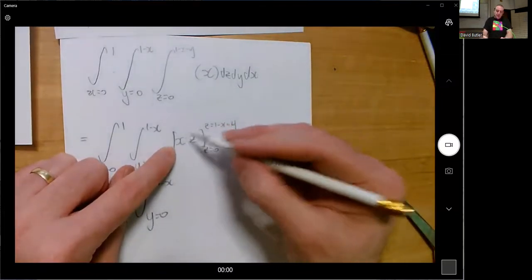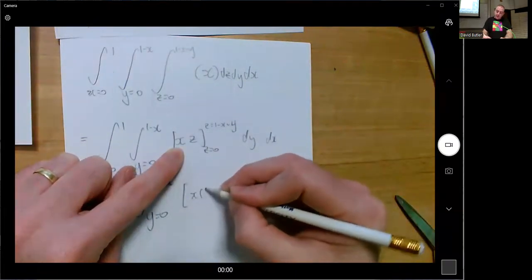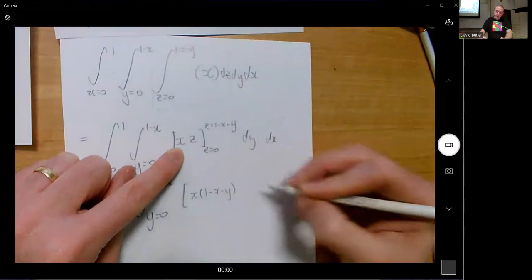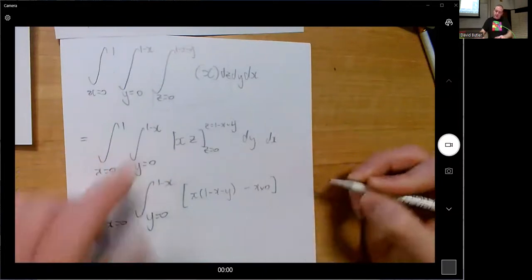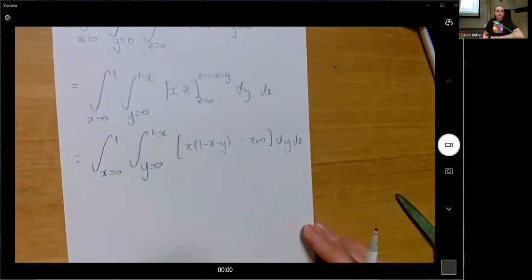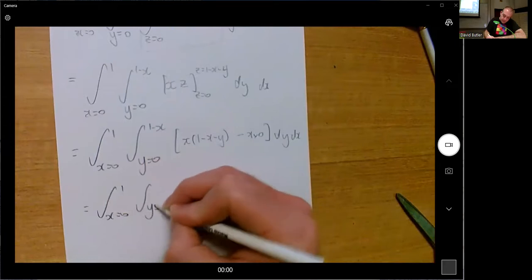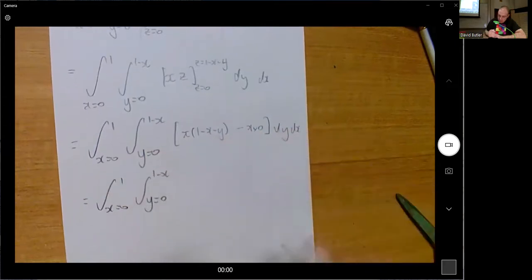And when z is 0, this is 0, but I'm just going to put it anyway. So I'm going to have x times z minus x times 0. Cool. I think I can cope with not expanding that out. I will have to do it eventually though. Do I do it now or later? Nope, I'm going to do it later.